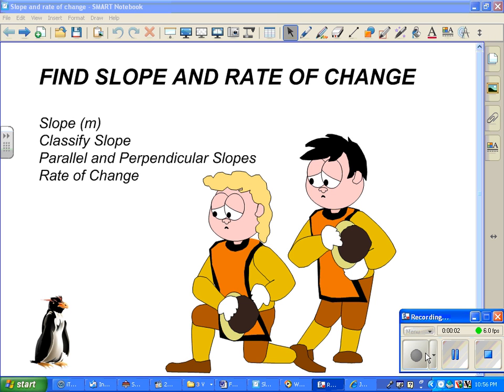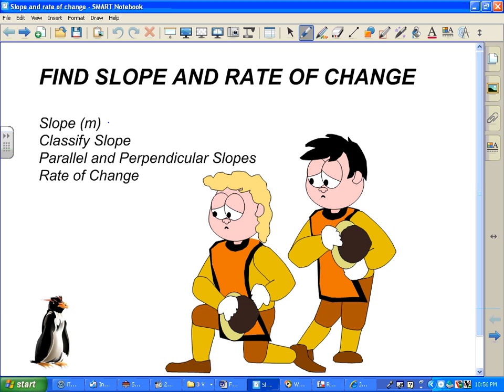All right, folks. Tonight we're going to talk about slope and rate of change. Different things we're going to talk about: slope, classifying slope as far as negative, positive, what those mean; parallel and perpendicular slopes, some interesting things going on there; and then the rate of change.